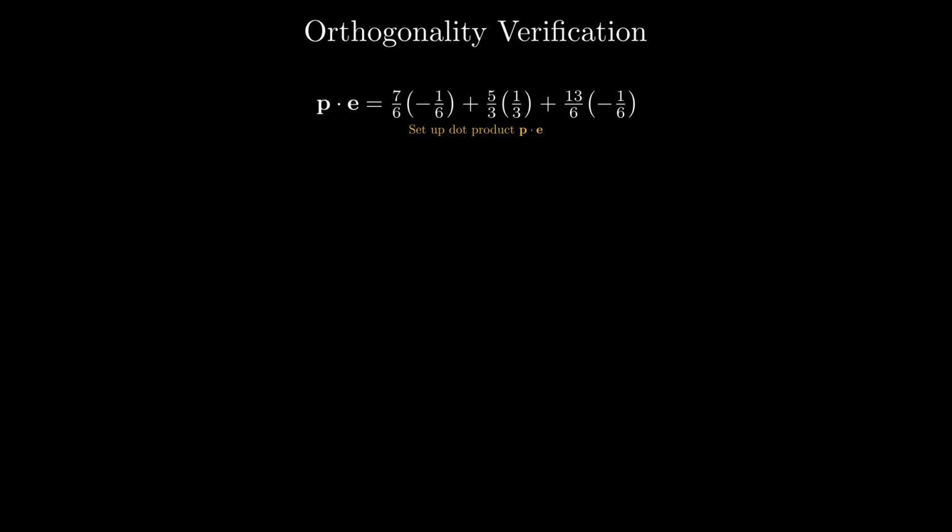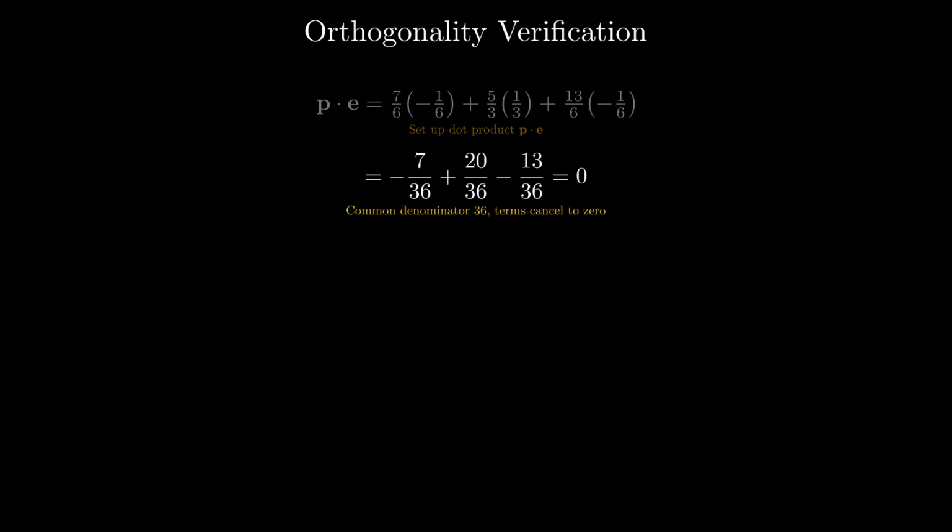Check P dot E: 7/6 times negative 1/6 plus 5/3 times 1/3 plus 13/6 times negative 1/6. That's negative 7/36 plus 20/36 minus 13/36. That equals 0. Good, but not enough.